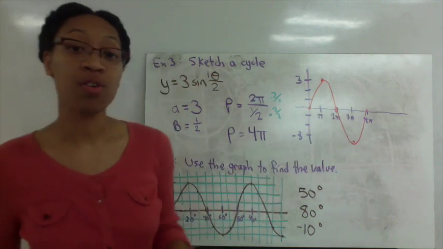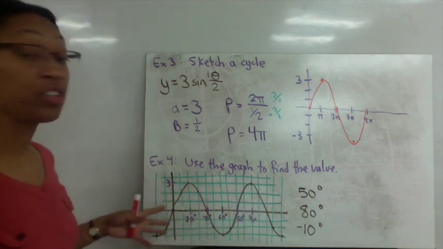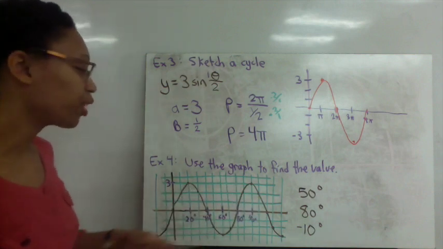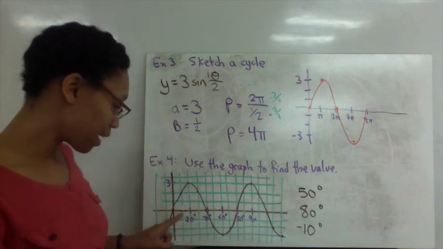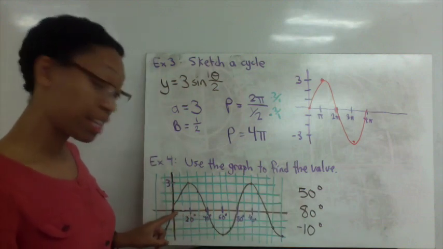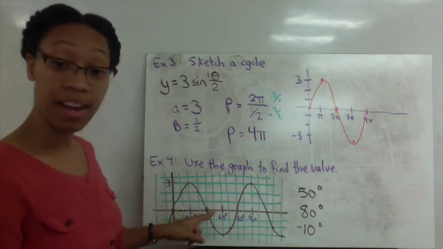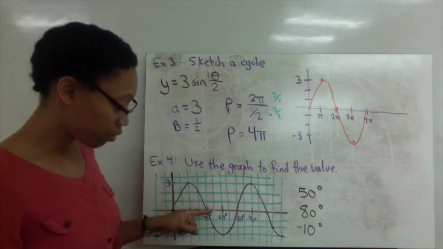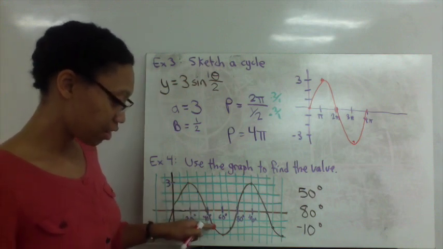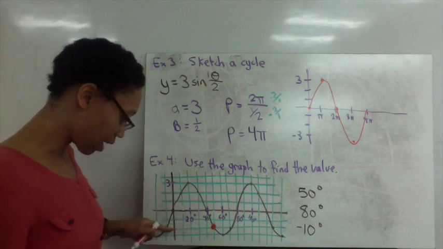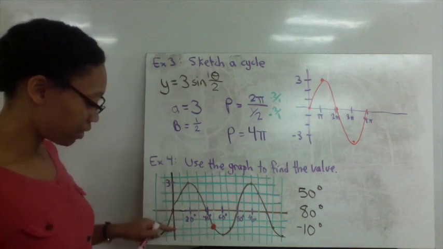Now, you can also read information from these graphs. Okay, if I'm giving you the graph, you can use it to find the value. What is the value at 50 degrees? Well, I look along my x-axis and I find 50. Looks like I'm counting by tens, 10, 20, 30, 40, 50. Okay, I find 50, and then I come to the graph. Well, 50 is right here on the graph, and so where is that on my y-axis? It's right here.